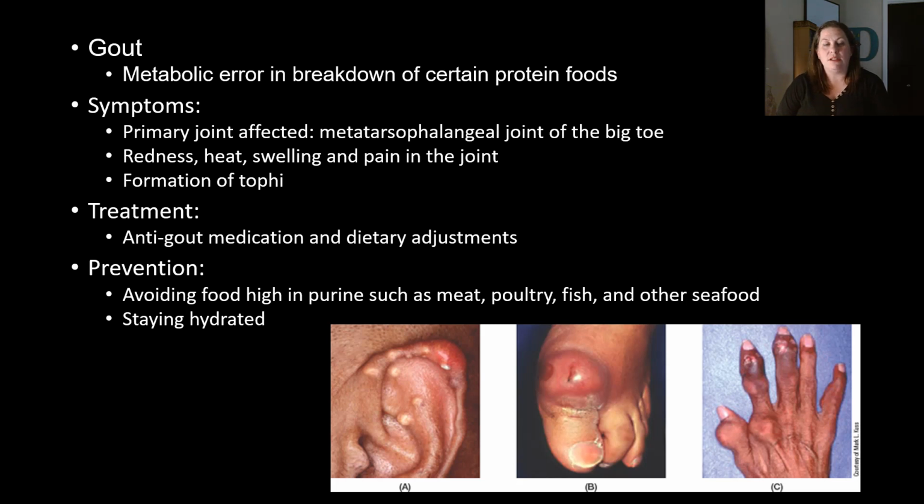So when we look at gout, the primary joint that tends to normally be affected is going to be the metatarsal phalangeal joint of the big toe. So the big toe is normally the culprit.